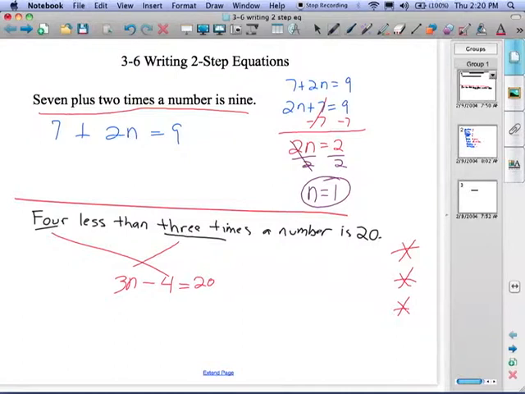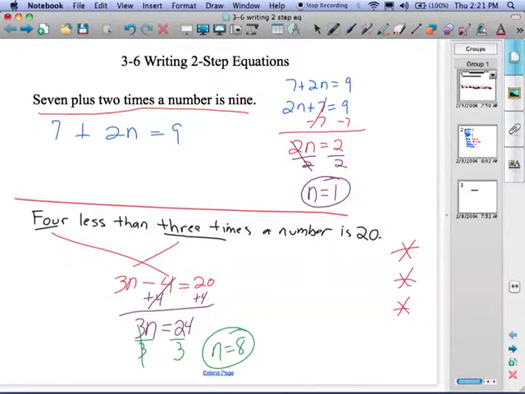Okay, so we'll go ahead and solve it. We want to get rid of the subtraction by adding. We're going to add 4 to both sides. What happens to the 4s on the left? They cancel each other out. 3n equals 24. Divide both sides by 3. n is equal to 8. So 4 less than 3 times a number is 20.